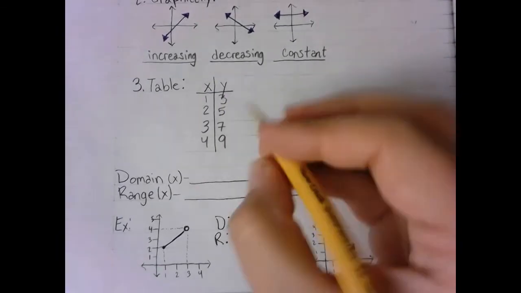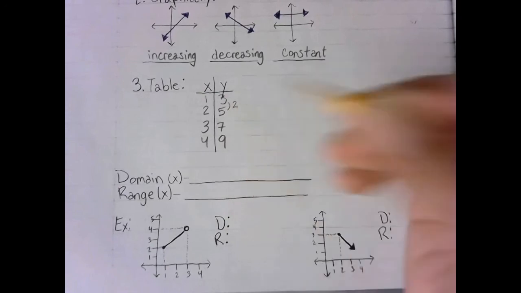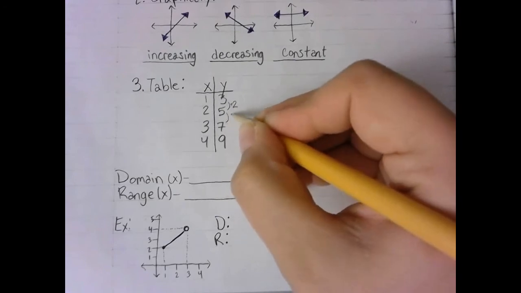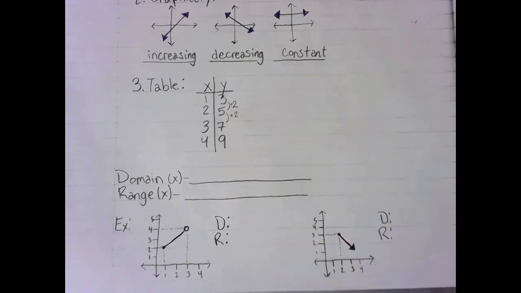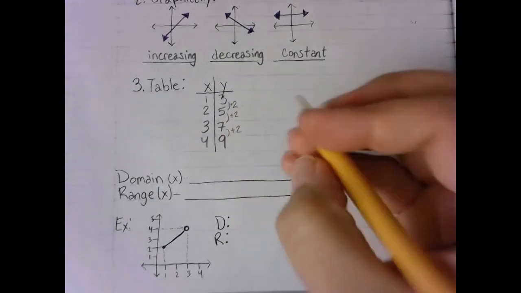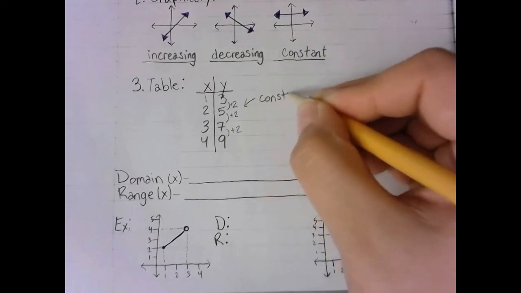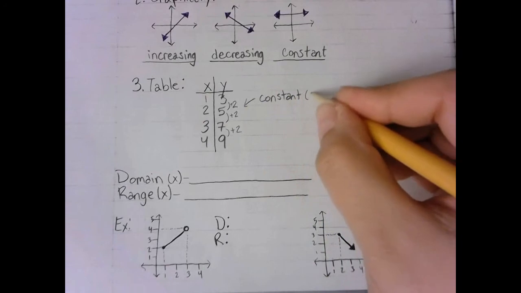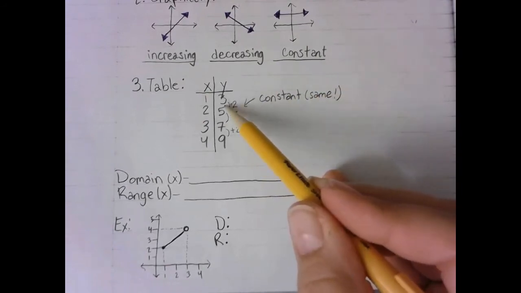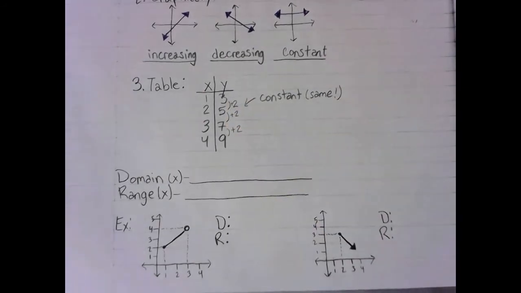So here's what's important. What's the difference between 3 and 5? Well, that's 2. So we went up 2. 5 to 7, again, we went up 2. 7 to 9, again, we went up 2. So notice, this is constant. It's the same. So if the space between doesn't change, that is probably a linear function.